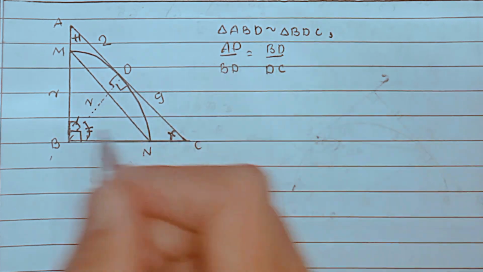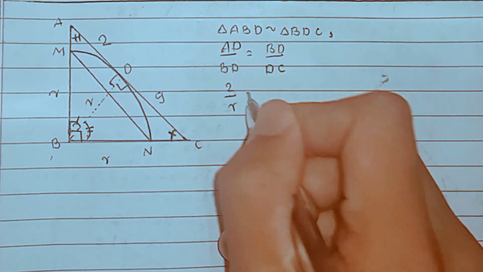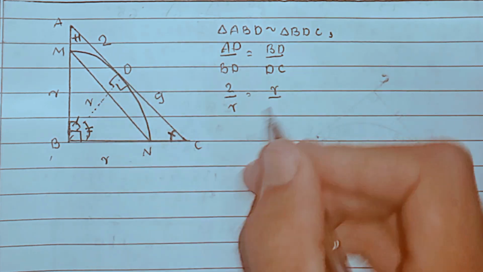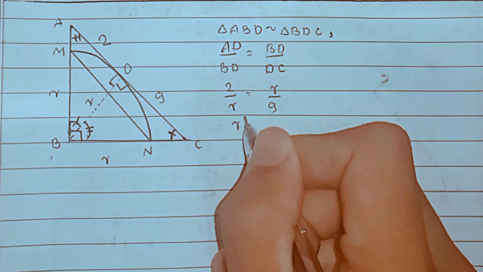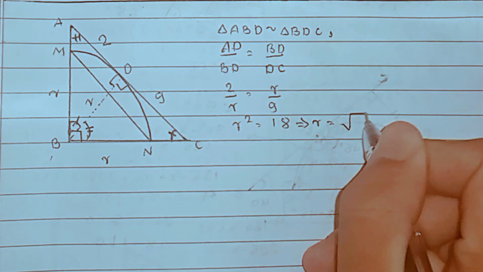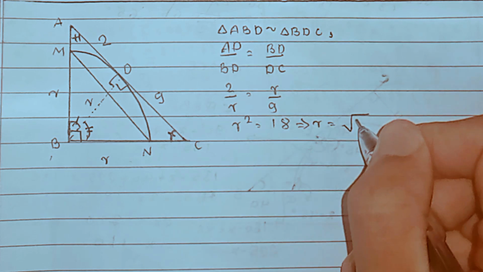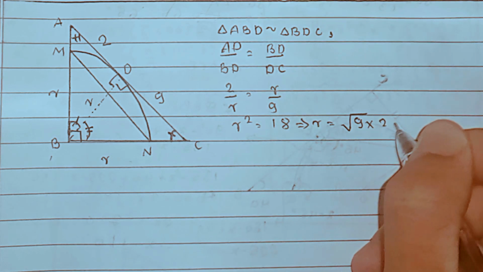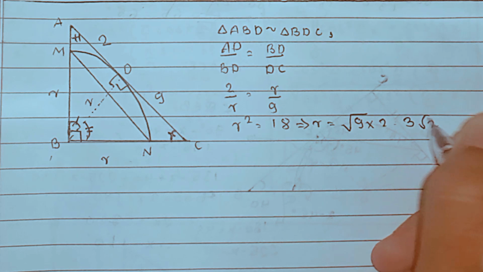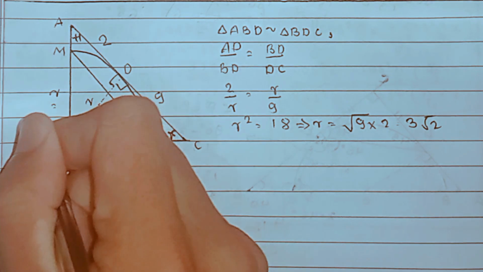So AD right here will be equal to 2, BD is equal to R, and DC is equal to 9. So we get R square is equal to 9 times 2, that is 18. So R has a value of root 18, that is, we get a value of 3 root 2. So we have R equals 3 root 2, and the other R is also 3 root 2.